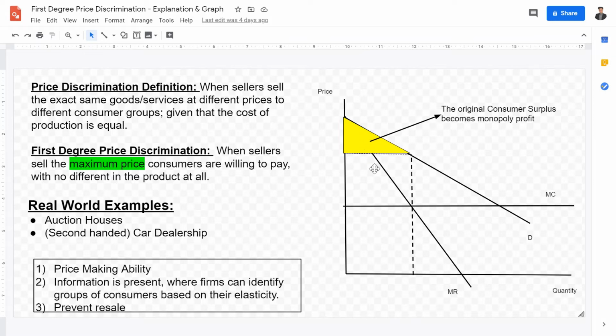However, if firms utilize price discrimination, then the excess demand in this yellow triangle will be converted from excess demand into profit. Therefore, the firm would exceed profit maximization when price discrimination is utilized. Okay. So this is first degree price discrimination, when firms charge the maximum price a consumer is willing and able to buy at.